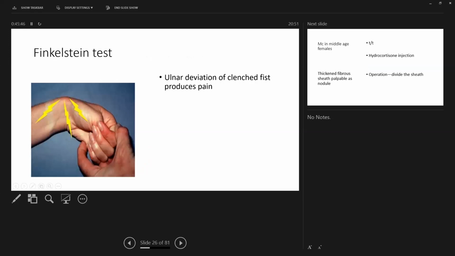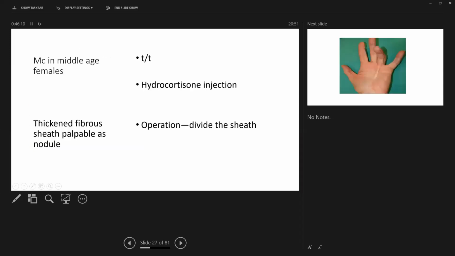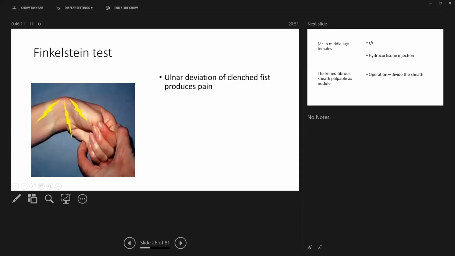So consider this. This is your tendon. Okay. So consider this is your tendon going on. कुछ issues हो गया. Just wait.